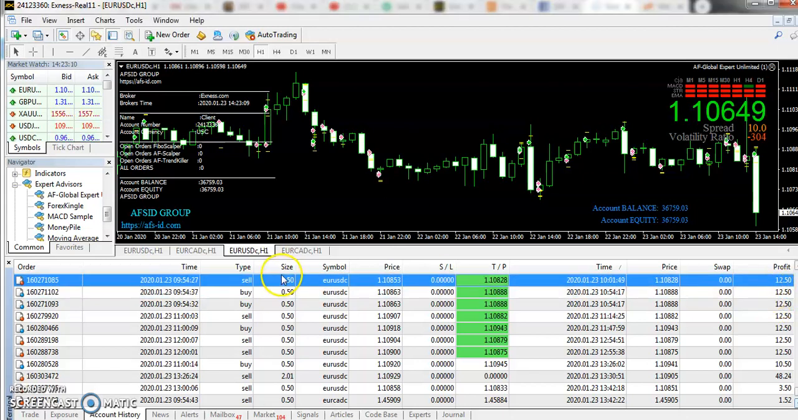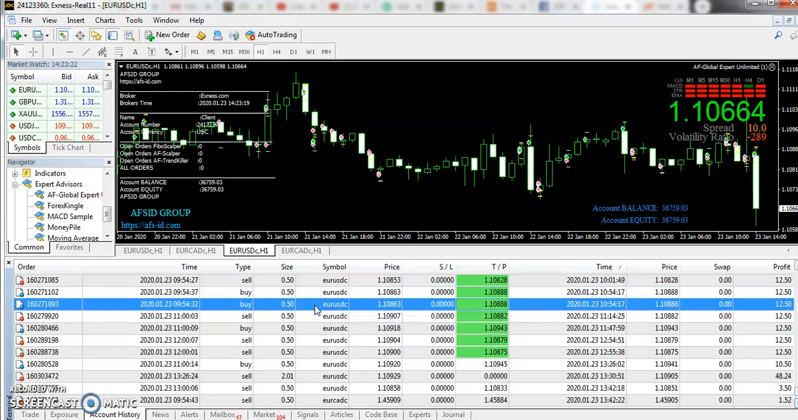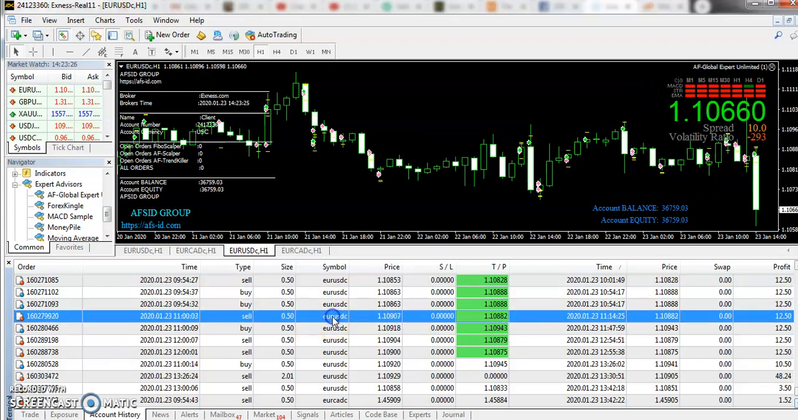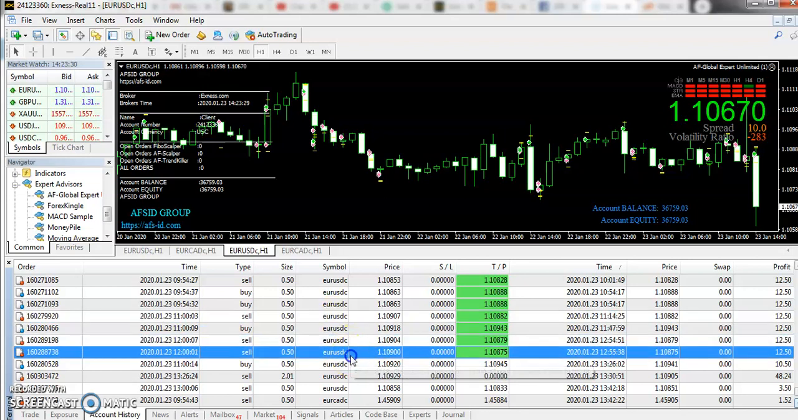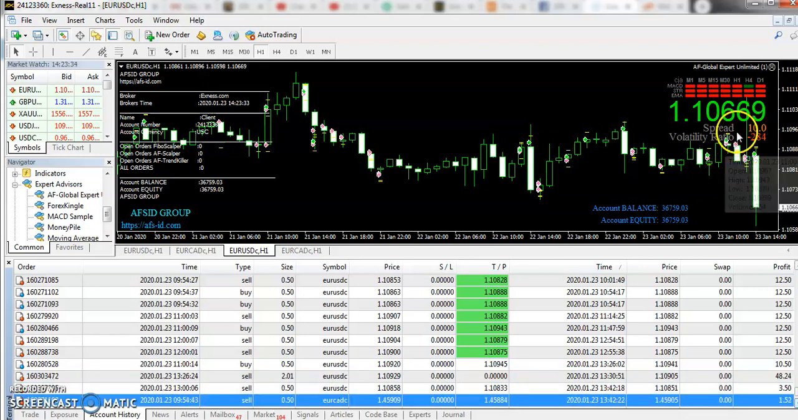So, guys, you can see it has taken maximum sell positions on Euro USD. First of all, it went up, and at that time it was taking buy positions. You can see there are a few buy positions here. So when the market started to go in another direction, it turned to sell on Euro USD, and you can see Euro USD sell, sell, and sell. So you can see we have received a big drop on Euro USD.